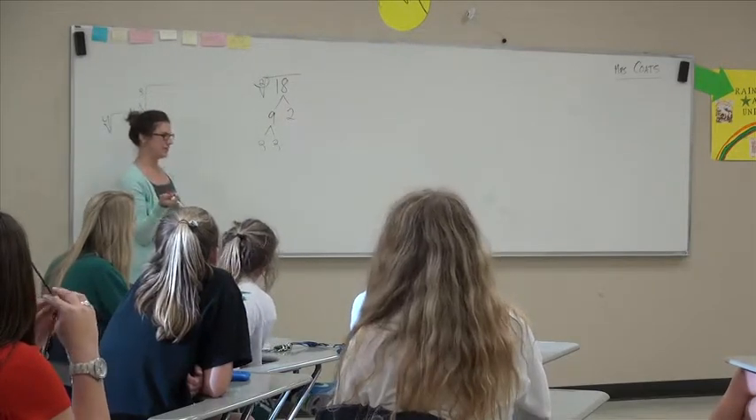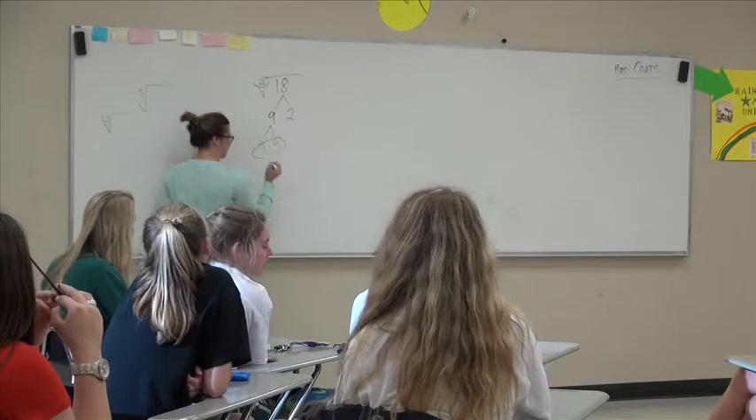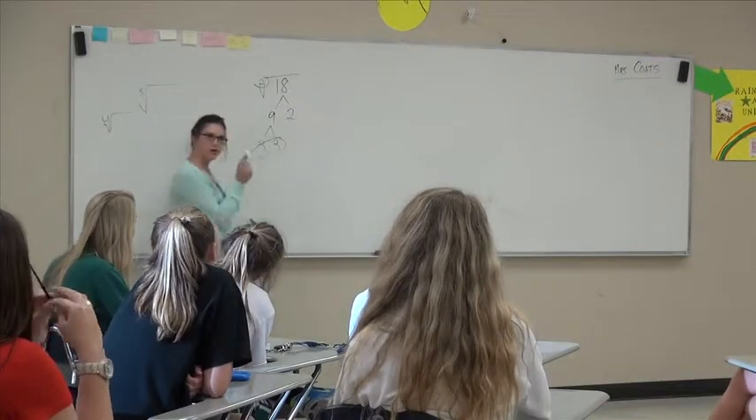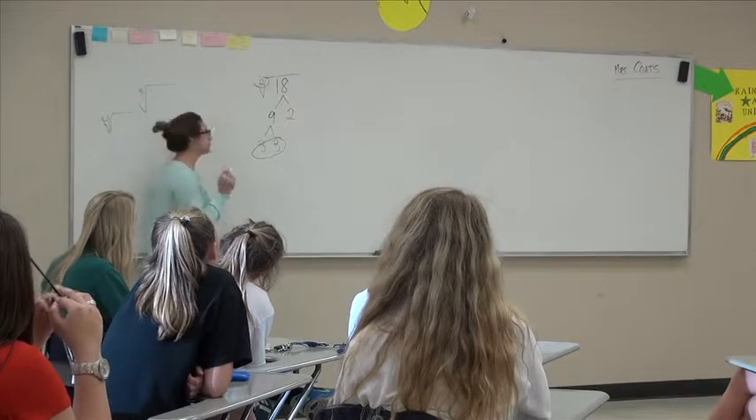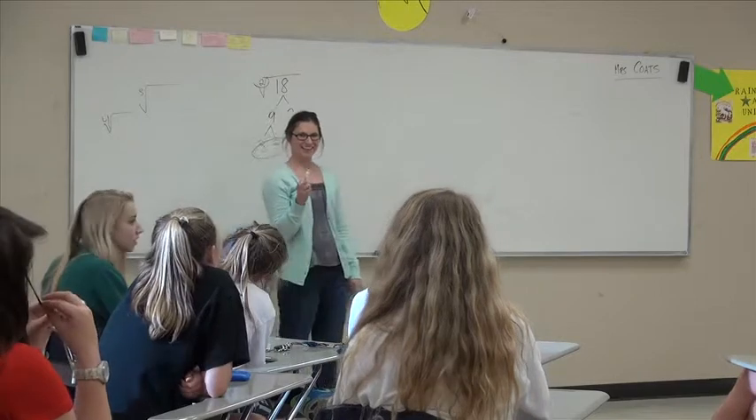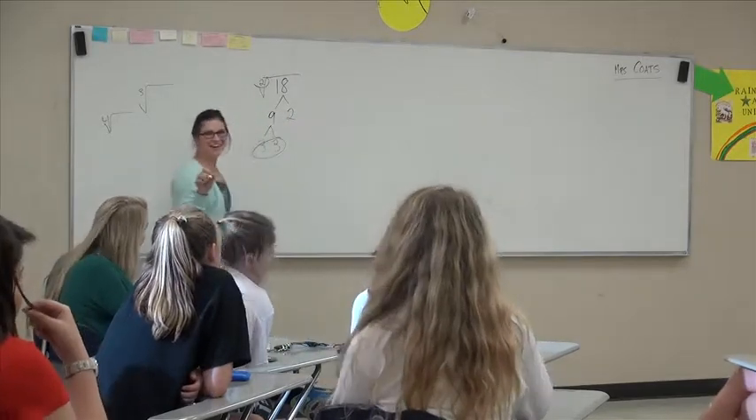How many is in a pair? 2. Well, look at that, we have 2 right there. So what do we do with these? Pull them out. Do we pull out both of them? Just one. Why do we pull out just one? Because that's the square root. Okay, so I'll help you on that one.